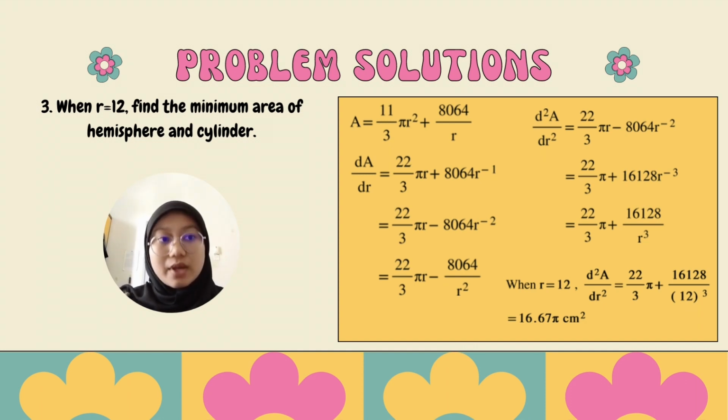When r equals 12, d squared A over dr squared is equal to 22 pi over 3 plus 16128 over 12 cubed, equal to 16.67 pi cm squared.